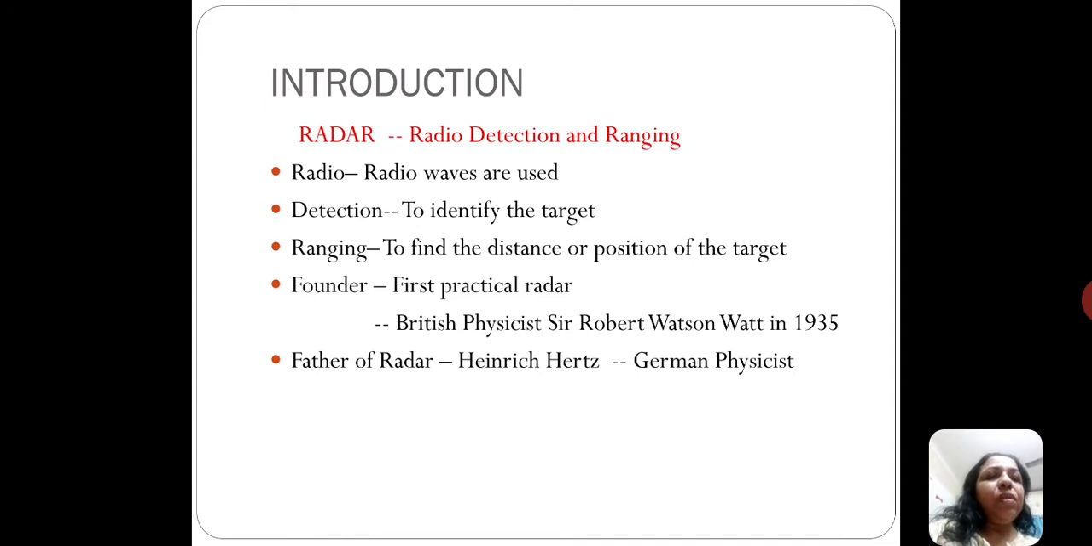The founder of the first practical radar is British physicist Sir Robert Watson Watt in 1935. But the German physicist Heinrich Hertz is called the father of the radar. Radar is actually used to detect targets. It is used in war and such things where we have to detect targets. For this, radio waves are used, and radio waves will detect the target.